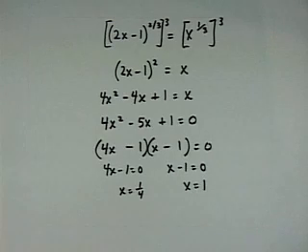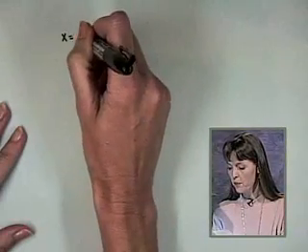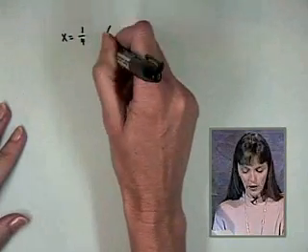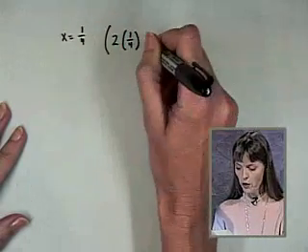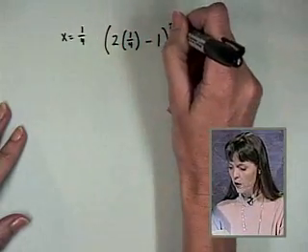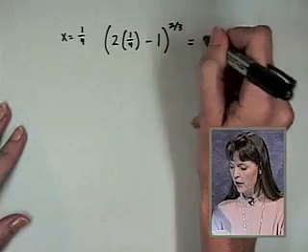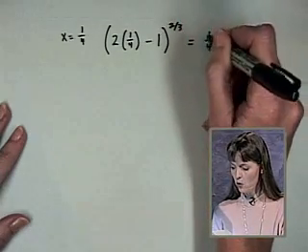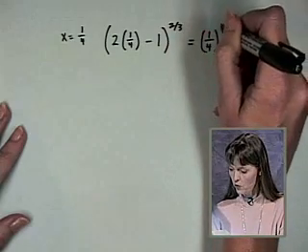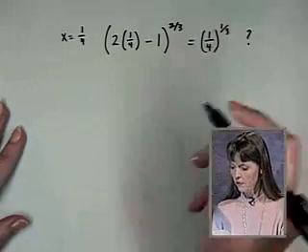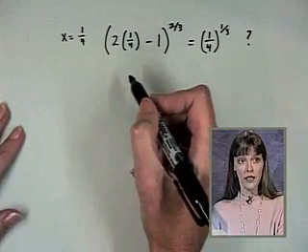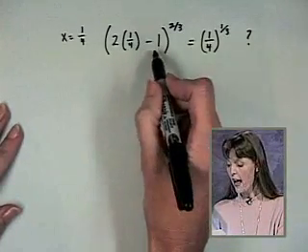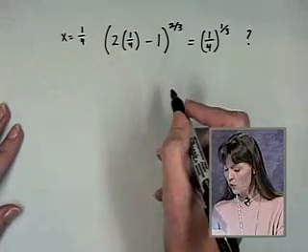Let's look first at x equals 1/4. And we are substituting that into the equation 2 times x, which will be 1/4, minus 1 raised to the 2/3 power. And we want to see whether that's going to equal 1/4 raised to the 1/3 power. Let's evaluate. 2 times 1/4 is 2/4, which is 1/2. 1/2 minus 1 is going to equal negative 1/2.